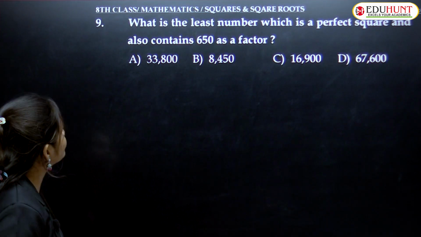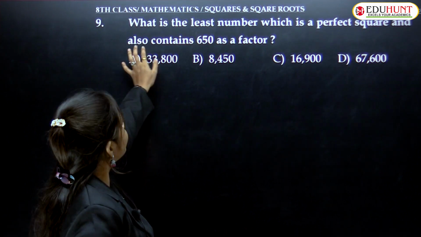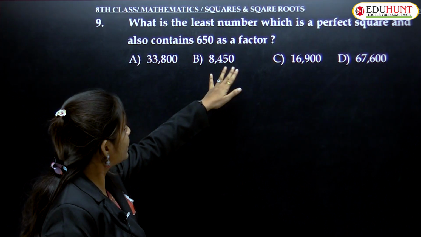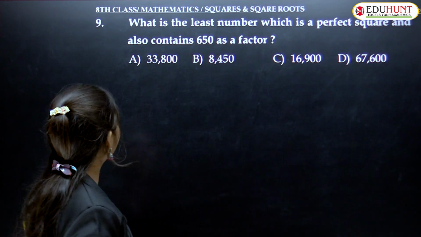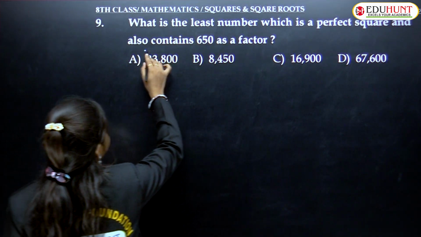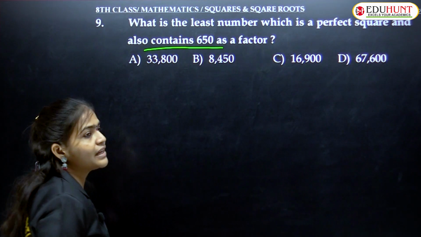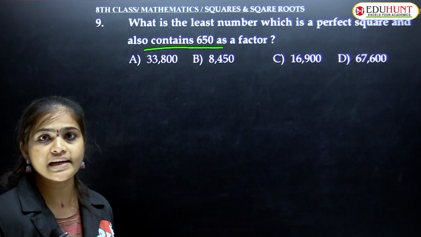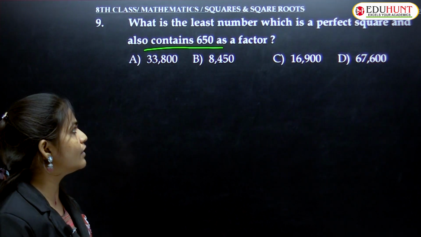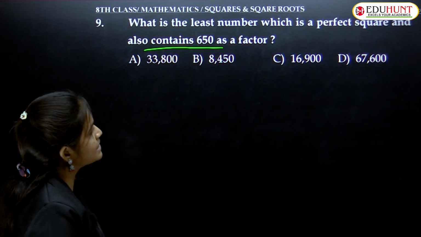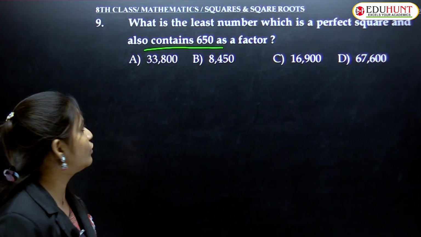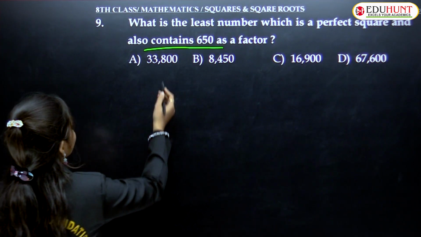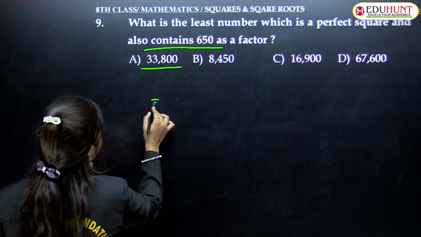So what is the 9th question they have given? What is the least number which is a perfect square and also contains 650 as a factor? So first we need to find which number is a perfect square. We have to check through the options.